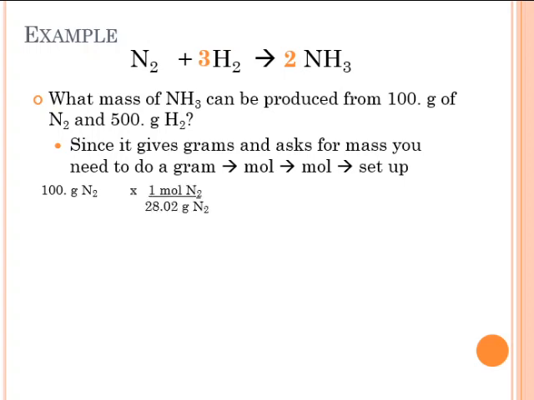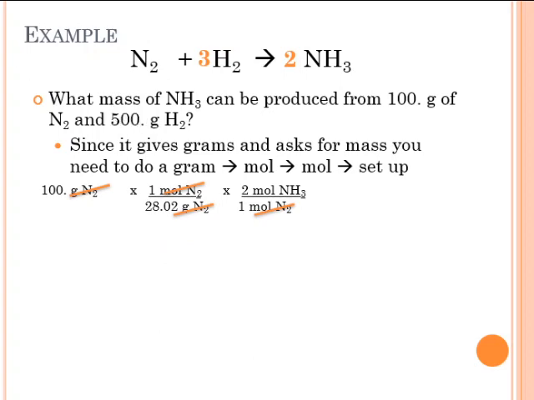Then we're going to use our molar mass to convert it to moles, and that's 28.02 grams of nitrogen to 1 mole of nitrogen. The grams of nitrogen will cancel. Then we're going to go from moles of nitrogen to moles of ammonia. So we need to do our molar ratio, from our balanced equation: 1 mole of nitrogen to 2 moles of ammonia. The moles of nitrogen will cancel to leave moles of ammonia, but it asked here for mass.